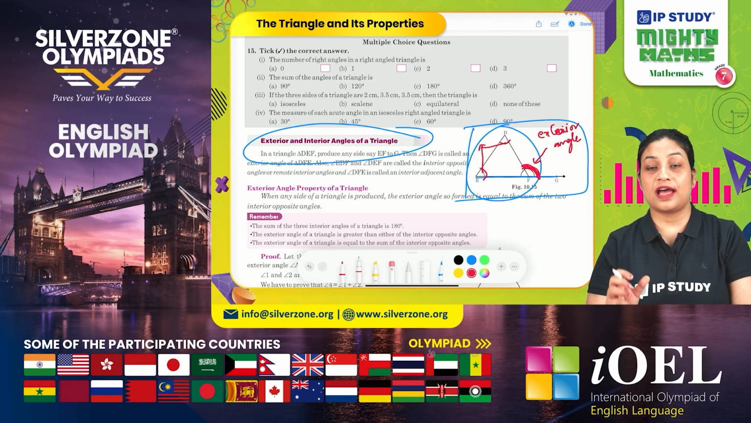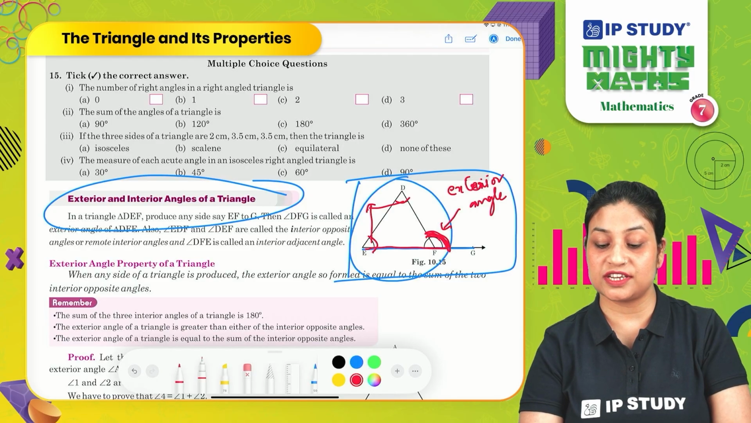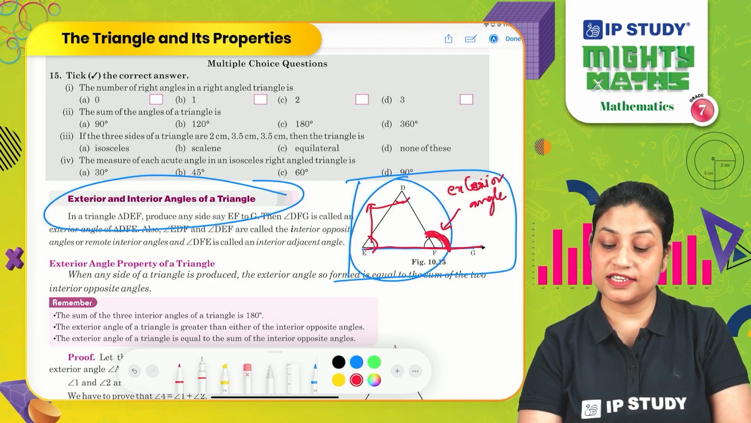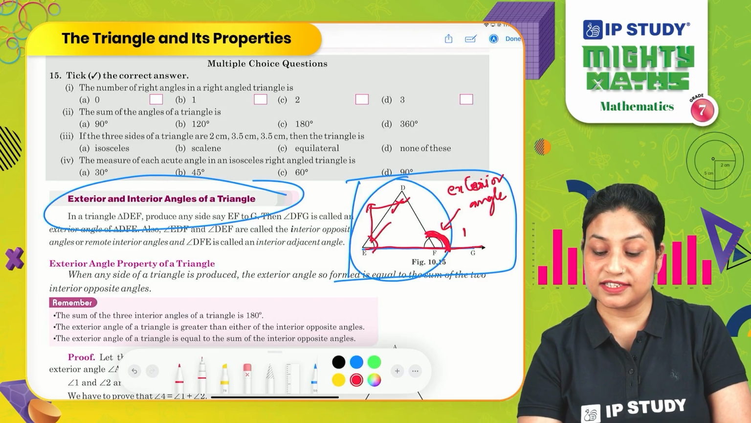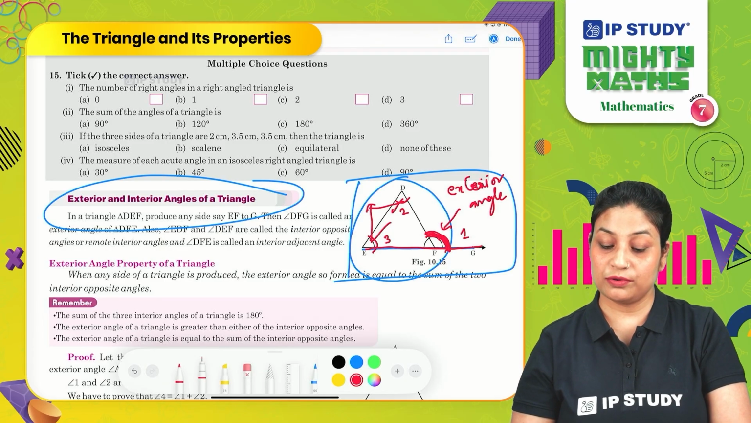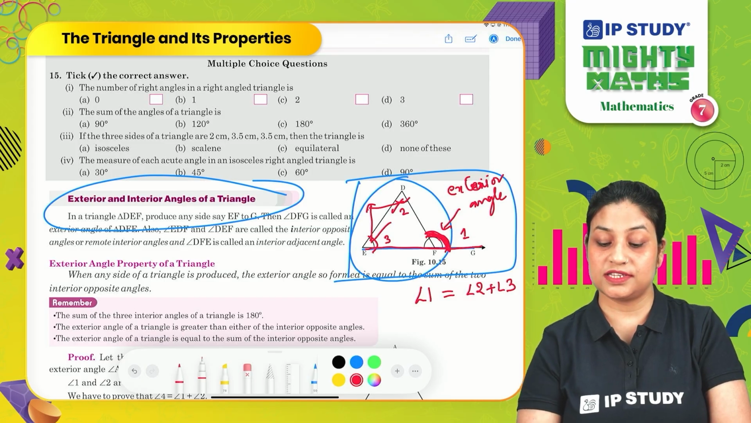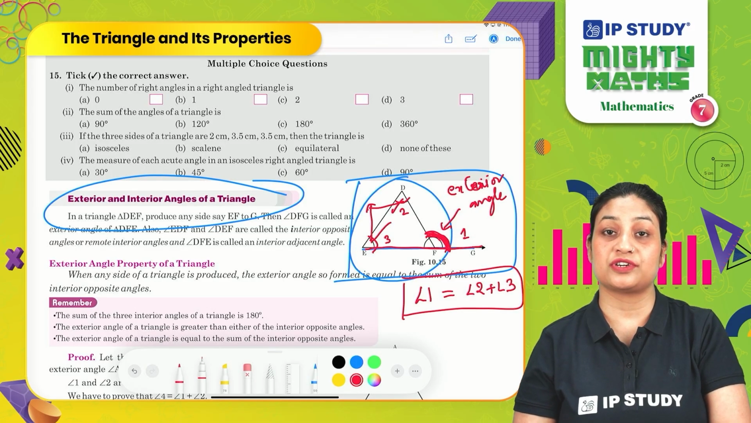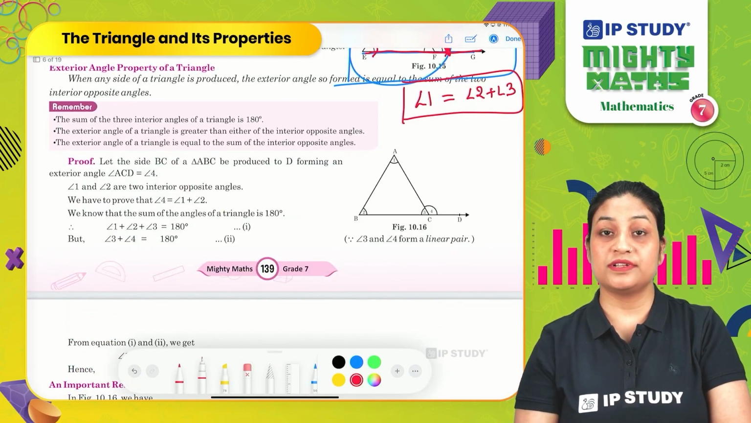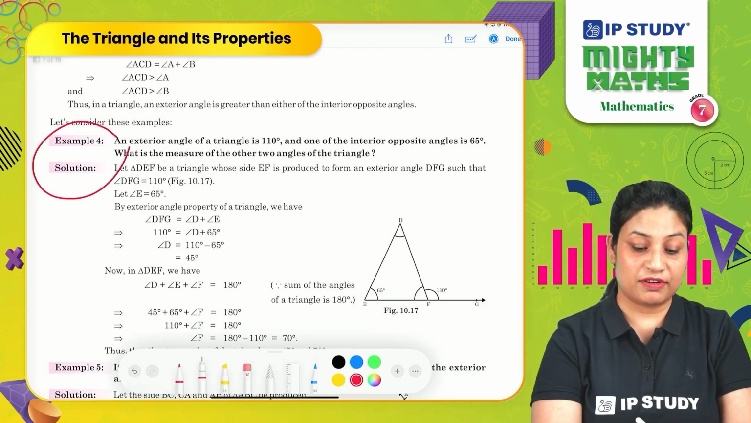So this property states that whenever one side of a triangle is produced in such a way that we get an exterior angle, then this exterior angle will be equal to the sum of the two interior opposite angles. Let's say this is angle 1, this is angle 2 and this is angle 3. According to this property, angle 1 will be equal to the sum of angle 2 and angle 3. This is the exterior angle property of a triangle. Now let me take some examples so that this property will be much clearer to you. So let's take example number 4.